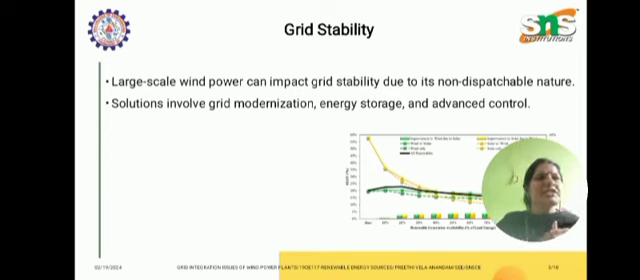So the wind energy does not suddenly trip the system off. The variations are smoother because there are hundreds or thousands of units rather than a few larger power systems, making it easier for the power system to predict and manage changes. Large-scale wind power can impact grid stability due to its non-dispatchable nature. The solutions will include grid modernization, energy storage, and advanced control.